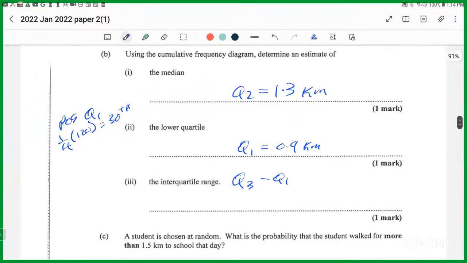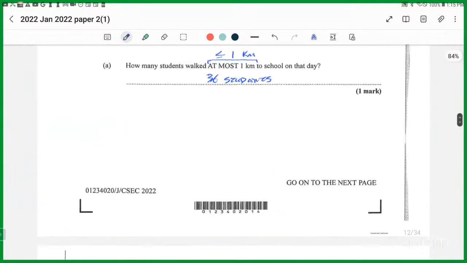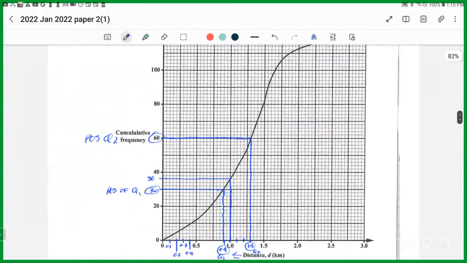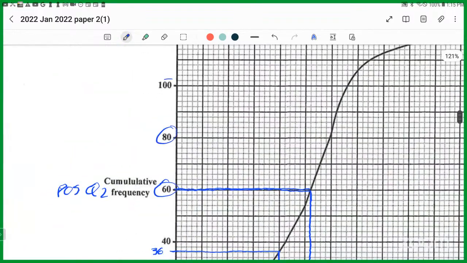Then I want the interquartile range, so we need to find Q3. Let's write down Q3 over here so we can subtract them. The position of Q3, if you want to calculate it, is 3/4 of 120, which becomes 90. The 90th student is in the Q3 position. So you come up on the graph and find the 90th student. This is 80, that's 100, so right here is 90. That is the position of Q3, third quarter, 90th student.